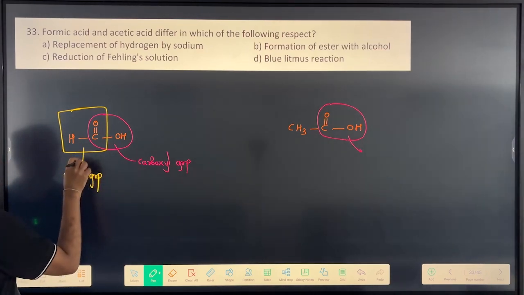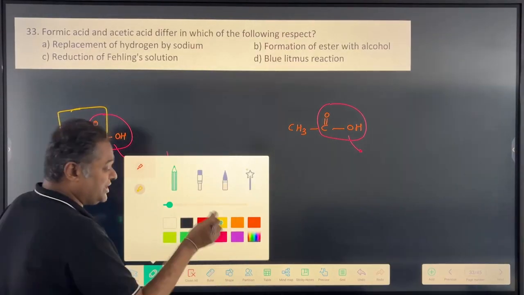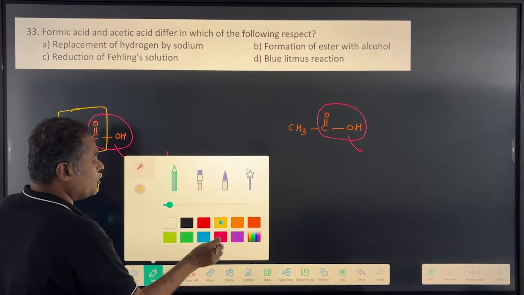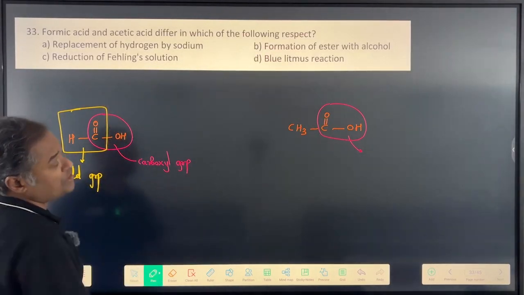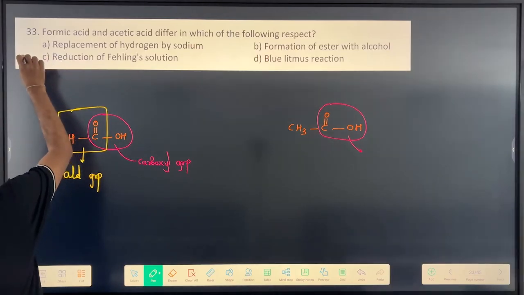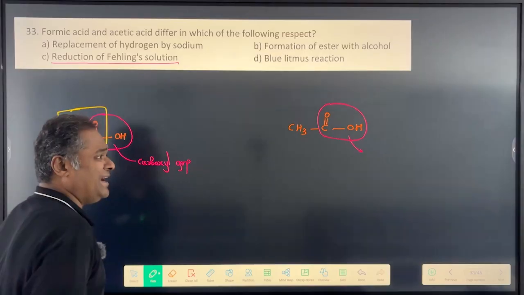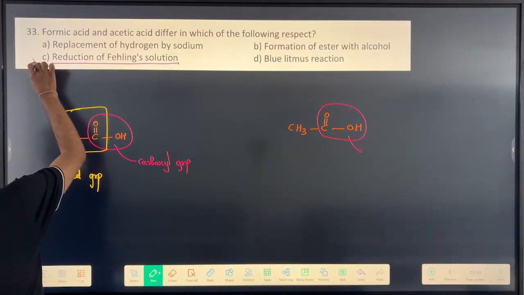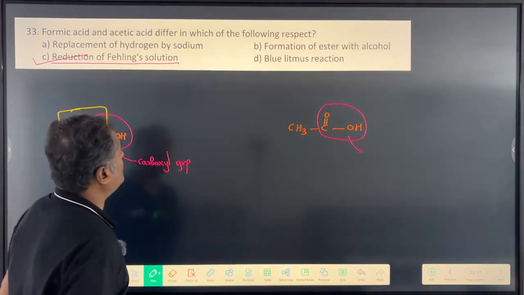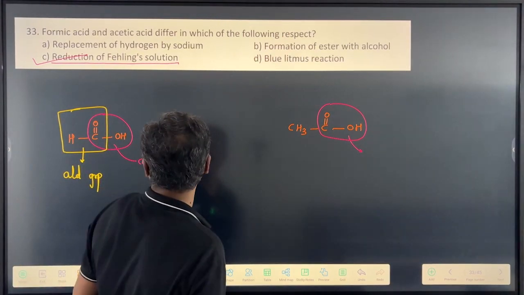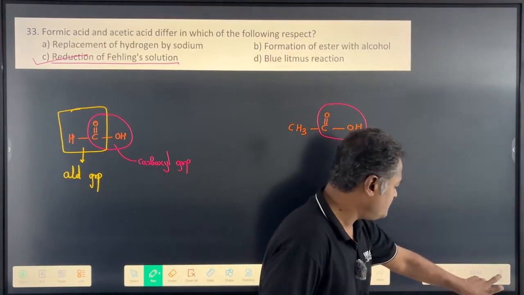That means your formic acid is an exceptional carboxylic acid which gives even a test of carboxylic acid and also of aldehyde. That means out of these 4 options, if you see this option, what you can see: reduction of Fehling solution. I think the Fehling solution test is shown by aldehydes, and hence formic acid can reduce Fehling solution, whereas acetic acid won't. So the correct answer for this question should be C. So kid, I think you have understood this. Let's proceed with the next question.